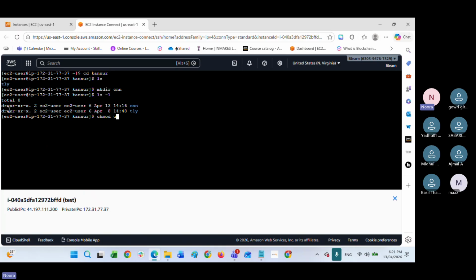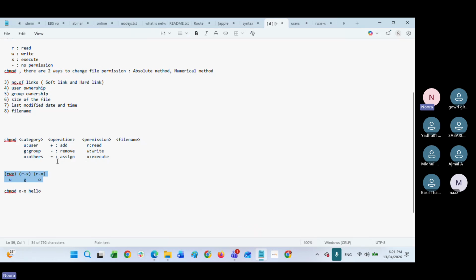Then what did I say? Did I say remove or add? What did I say, Basil? Remove. So what is the representation of remove? The remove representation is plus or minus? Minus. Okay, so we will mention minus here. Now what permission did I say I want to remove?